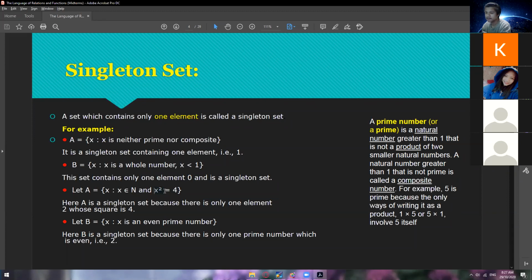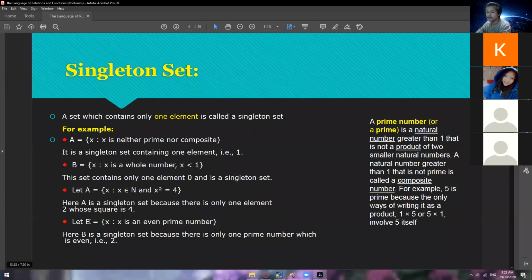What is the number that fits in here in this condition? So we only have 2. Other than that, it is not possible anymore. This can actually contain two possible elements if this one is only an integer. We could say that this one is -2 or +2, but since this one is a natural number and it will only consider 1, 2, 3, 4, 5 onwards, therefore this is only number 2. So here A is a singleton set because there is only one element, 2, whose square is 4.